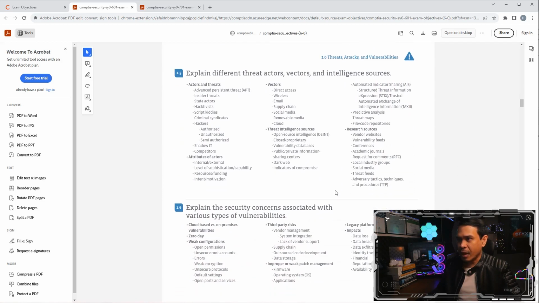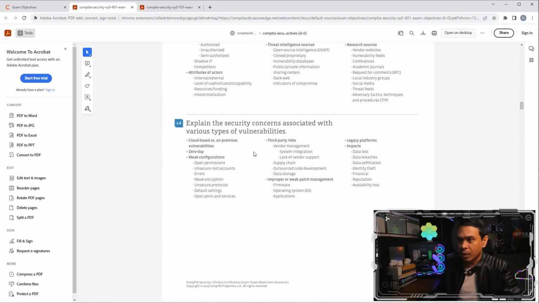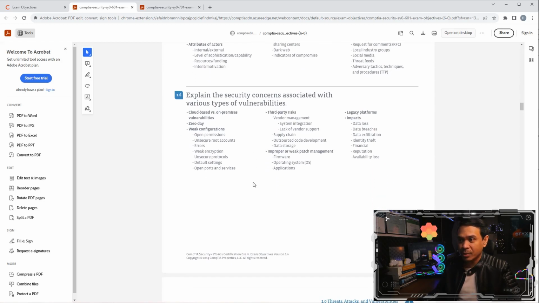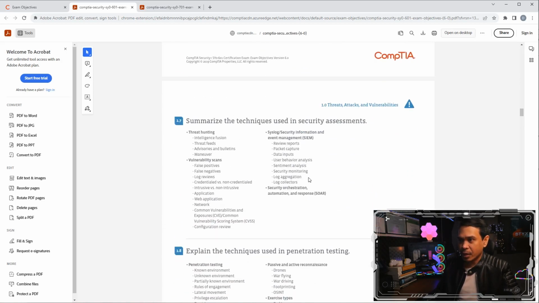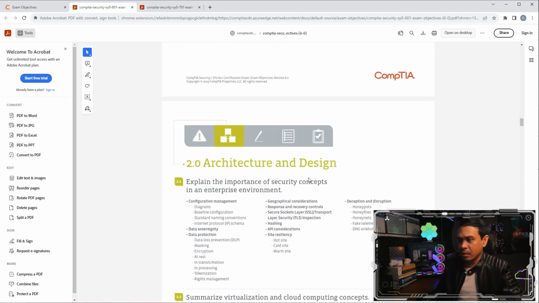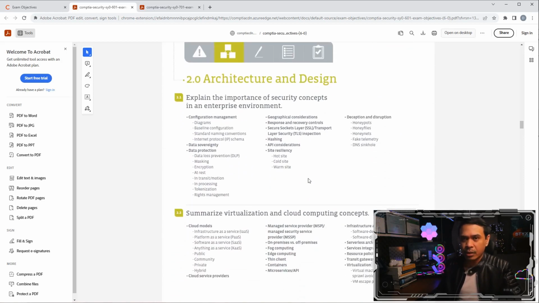And what else do we have? Well, they also talk about different threat actors, and security associated with various types of vulnerabilities like zero-day, third-party risk, etc. So basically, domain one is pretty straightforward. It's just attacks, threats, vulnerabilities.